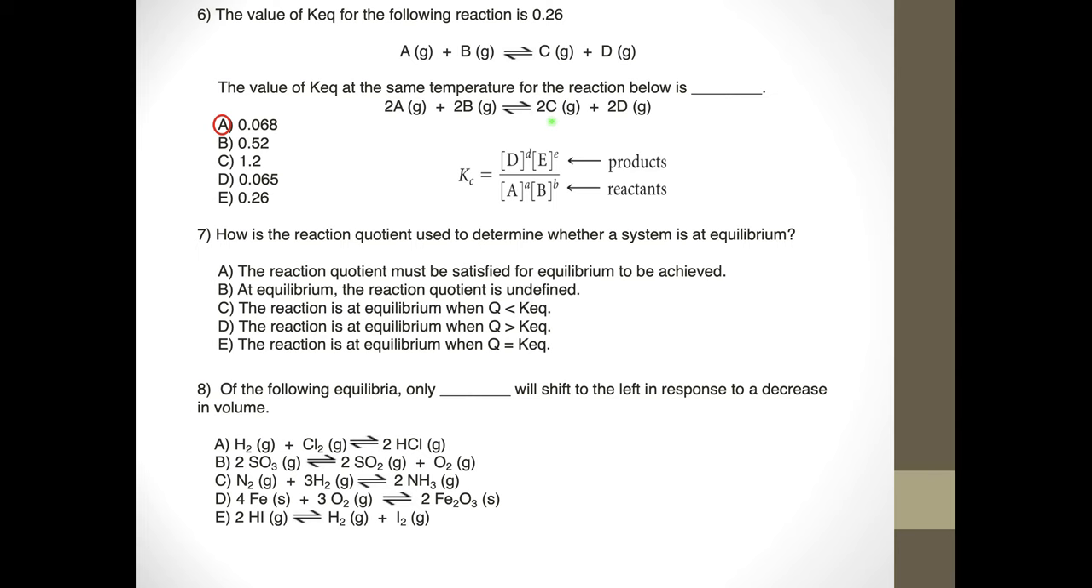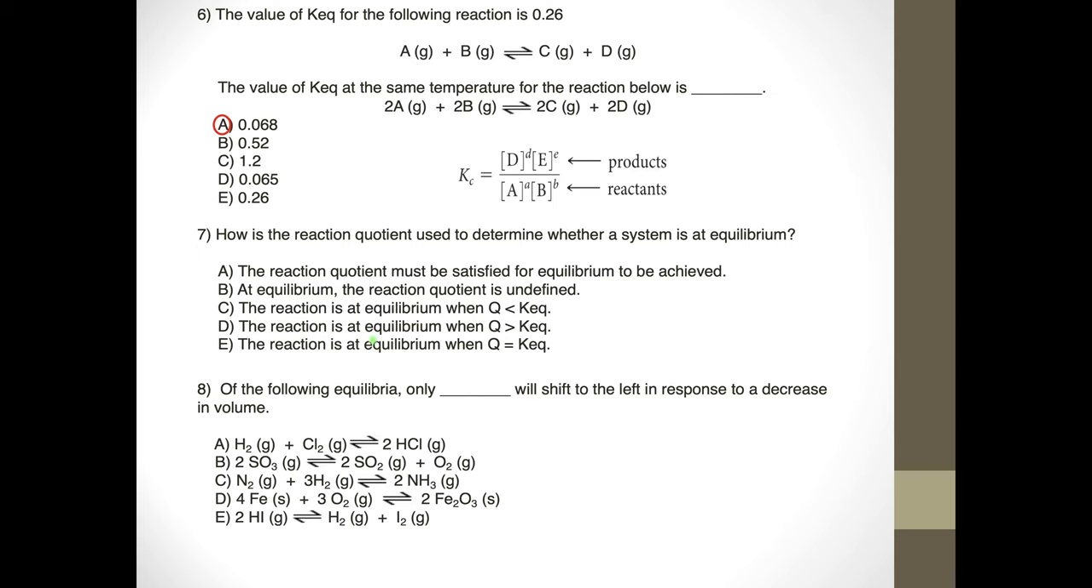number six. Letter A, 0.068, okay? Because we basically duplicate the concentration here, that will affect the constant of equilibrium by squaring each of them. And because we squared this value here, basically we need to square also the Kc.